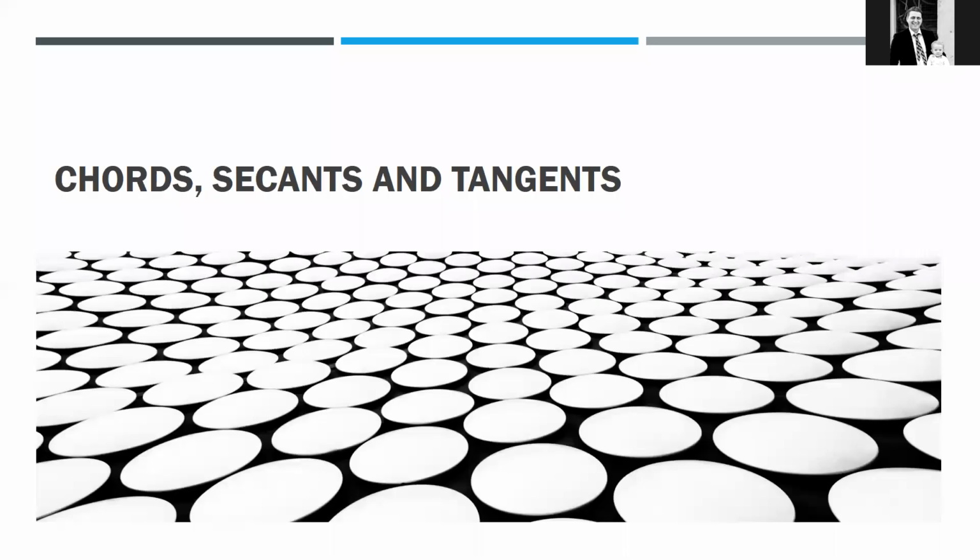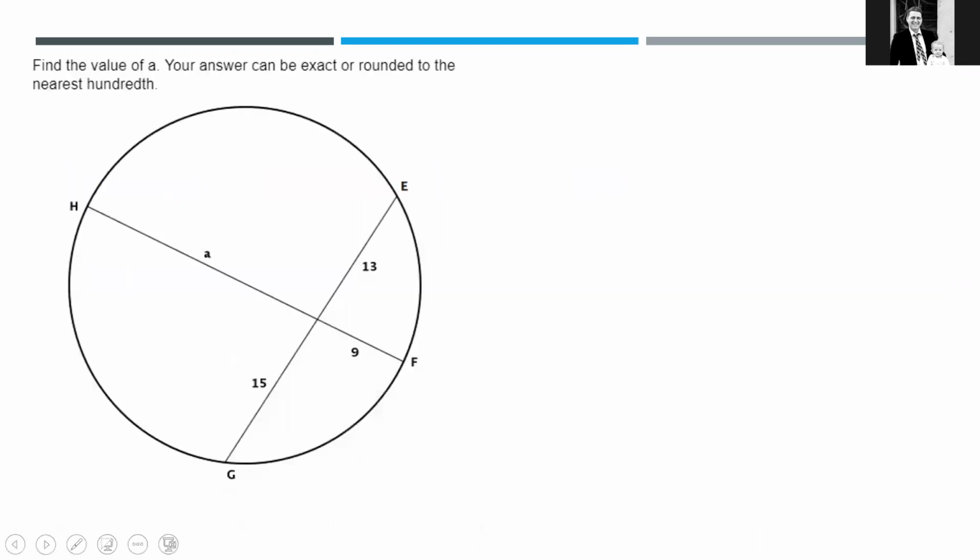Let's talk about chords, secants, and tangents and how they relate to one another. So let's say we're given this circle and it's got two intersecting chords. Well, we can actually set up a ratio within those chords in order to solve for any missing piece we happen to have. Now, one thing that's really nice is the circle sets up our ratio for us. So we'll have A over 15 equals 13 over 9.